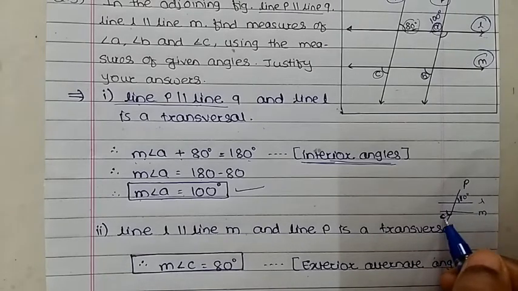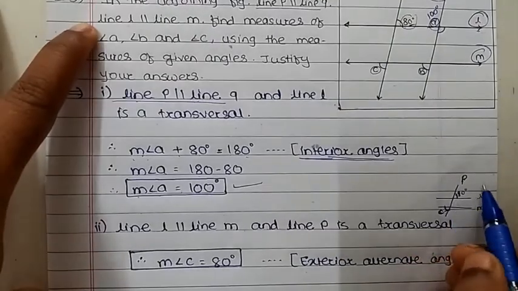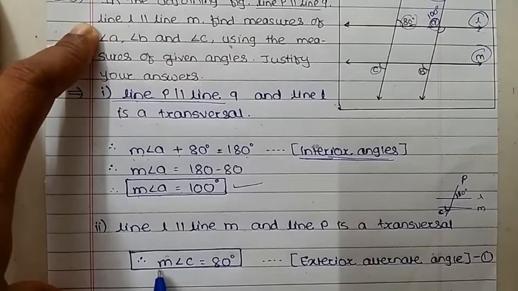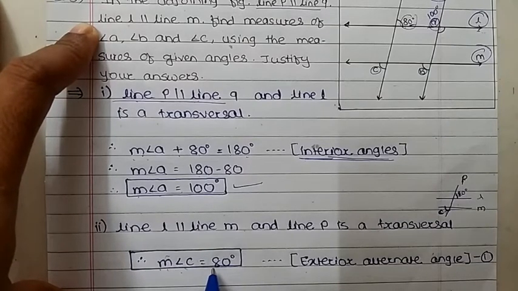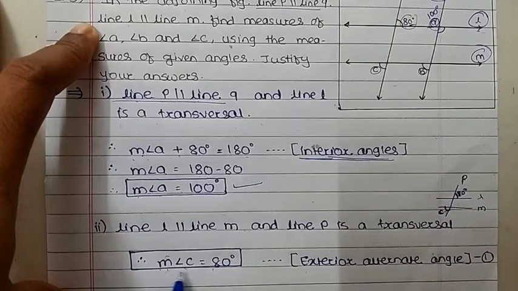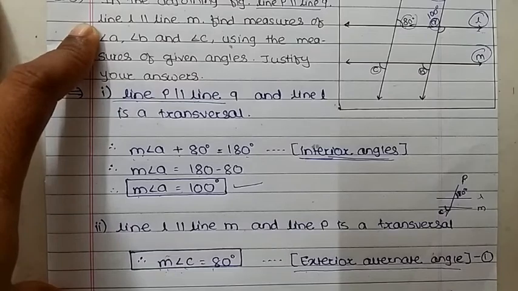Just tell me, these two angles are what? These two angles are exterior alternate angles. We will discuss this property. What is meant by exterior alternate angles? When we say these are exterior alternate angles, then they are equal. So the measure of C is 80 degrees, because this is 80 as given in your figure. So the measure of C is equal to 80, and you should write down the reason behind this, that these are exterior alternate angles.